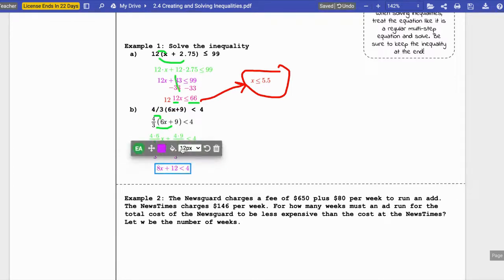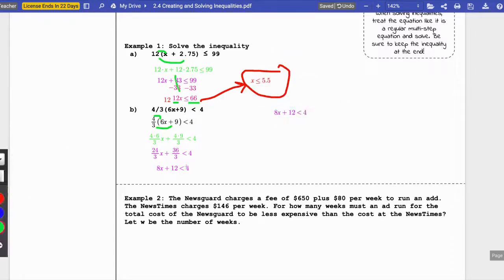So I'm going to take this and rewrite it over here where I have more room, and I'm actually going to solve that equation. So 8x plus 12 is less than 4, same equation. Let's draw an arrow so you guys know where it went. All right, and then on this equation, I'm just going to solve it as usual.